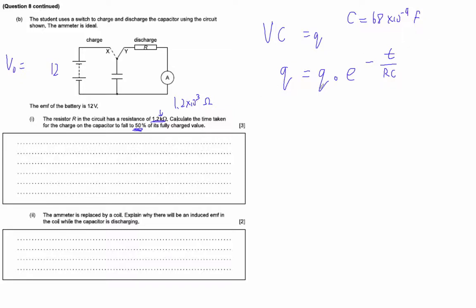So now we know R, we know C. Then what you do to solve this is, it's 50% of its fully charged value. So you're going to say that it's going to be 1/2 Q naught, where Q naught is the original charge value. 1/2 Q naught is what we're solving for, so we don't need to know that. You get 1/2 is equal to e to the minus t over RC. Then just take the natural log of both sides, and solve for t. It's not very long.